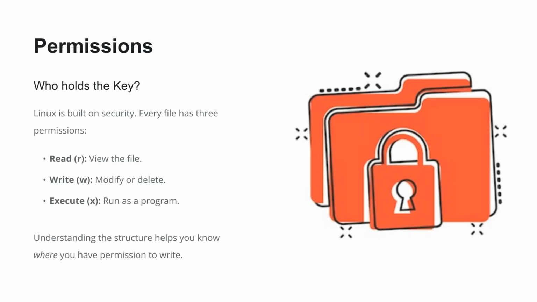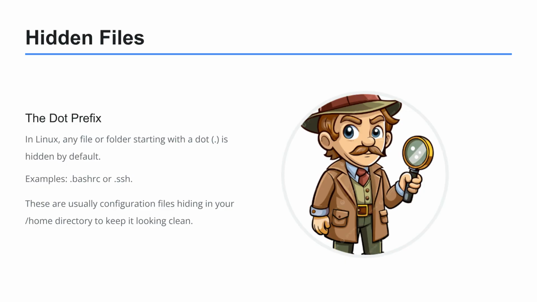Permissions are fundamental to Linux security. Every file has 3 permissions: read, write, and execute. Understanding the structure helps you know where you have permission to modify files. In Linux, any file or folder starting with a dot, like .bashrc, is hidden by default. These are often configuration files kept hidden to keep your directories clean.